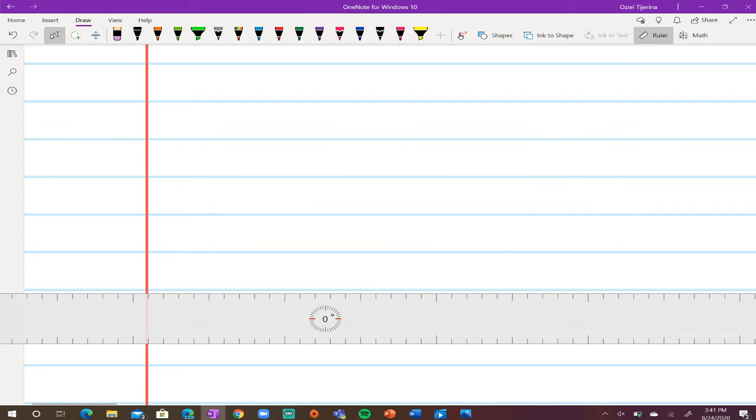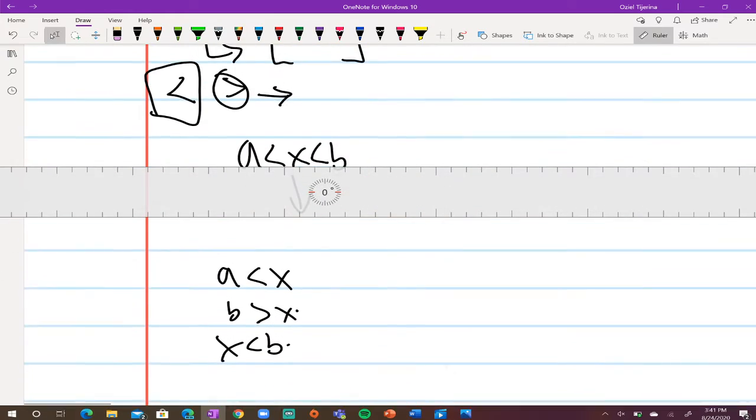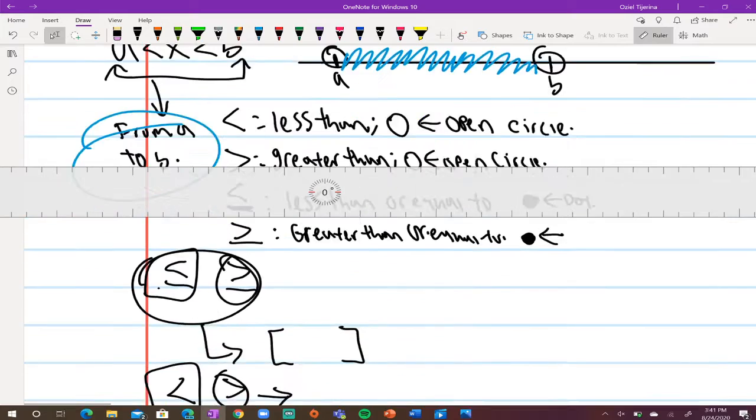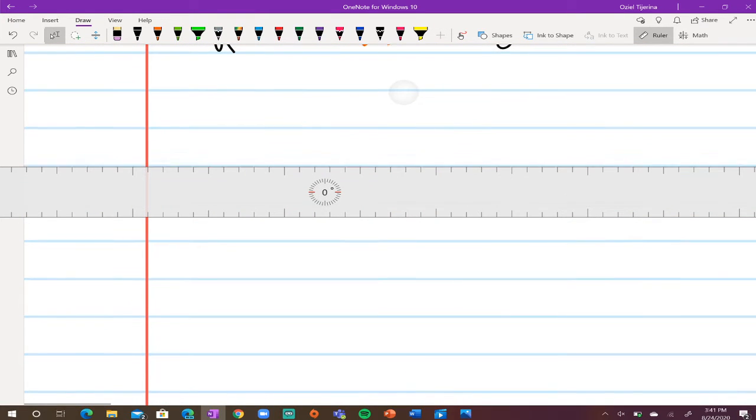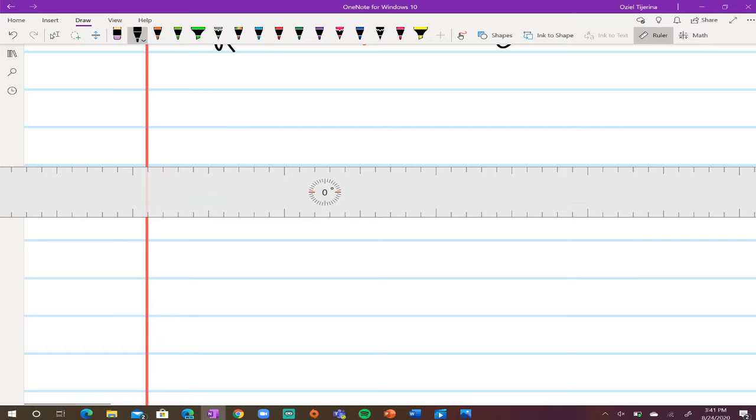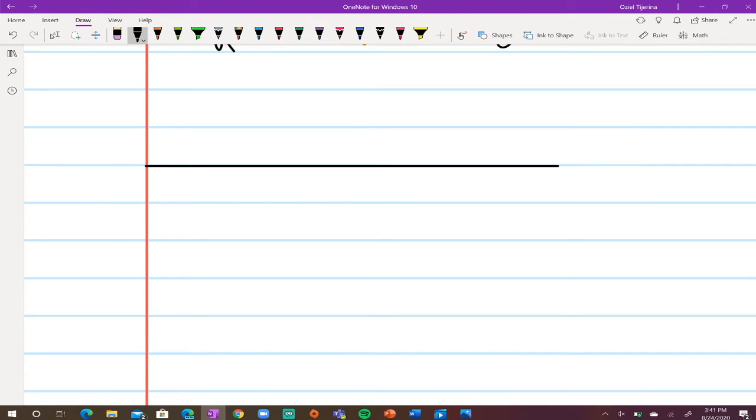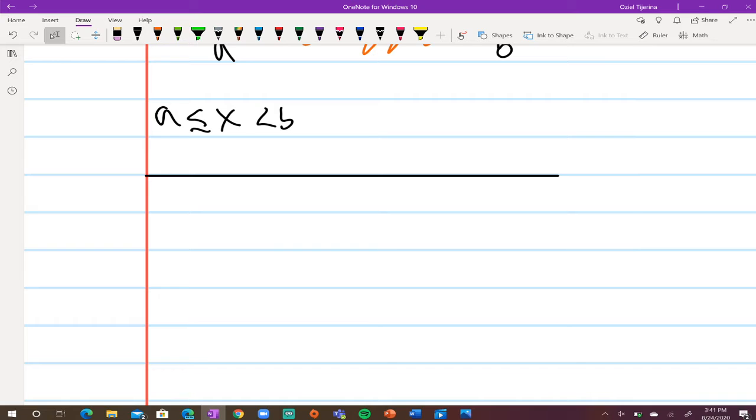So this next one that I want to do, this next one that's very important, is going to be A is less than or equal to X is less than B. Okay, so again, you want to put your dashes from A to B. The thing about this one is that we have a less than or equal to symbol. That's going to be a closed dot.